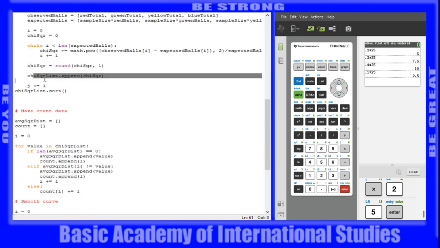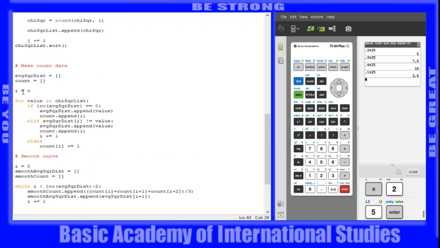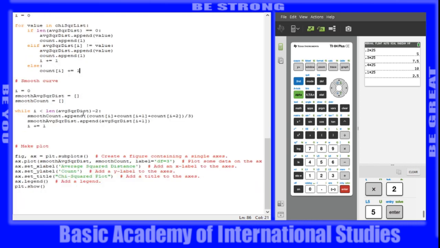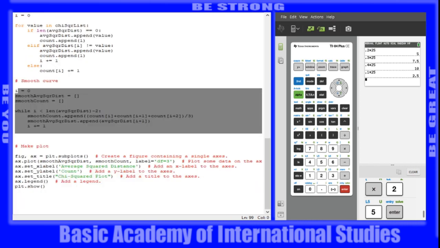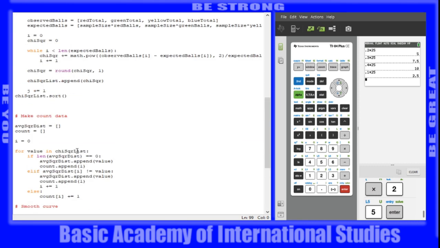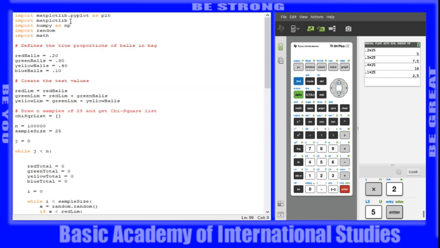And once it's done, it then adds that to a list, which eventually I'll take that list and put into a count, smooth out the data, and make a plot. And all of this stuff is just so that everything looks nice and pretty, because I want this graph to look good and clean so it's clear what's happening. So let's run this. Let's see what it looks like.